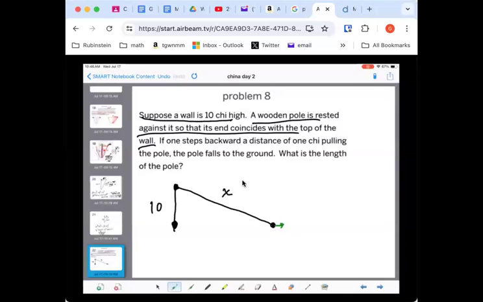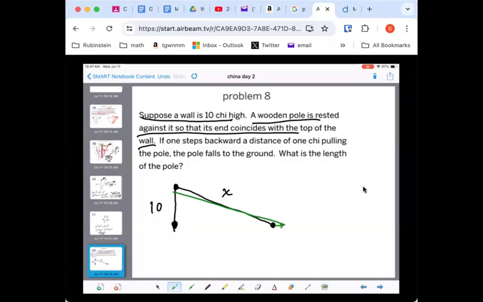In the chat, what would happen? What would happen with the pole if I moved the bottom of the pole a tiny bit to the right? What would happen as far as it's with the wall? It would slide down. It would slide down a little bit. It would now look like that.